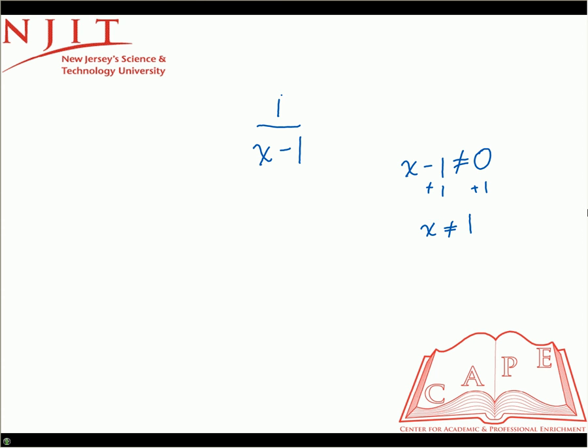And apart from that, there's no other restrictions on this expression. So basically, 1 is the only value out of the whole spectrum that is not allowed in the domain. So that means that our domain is all numbers except for 1. All real numbers except for 1.